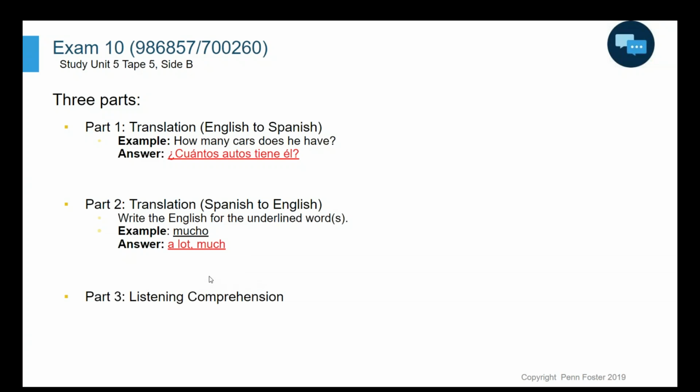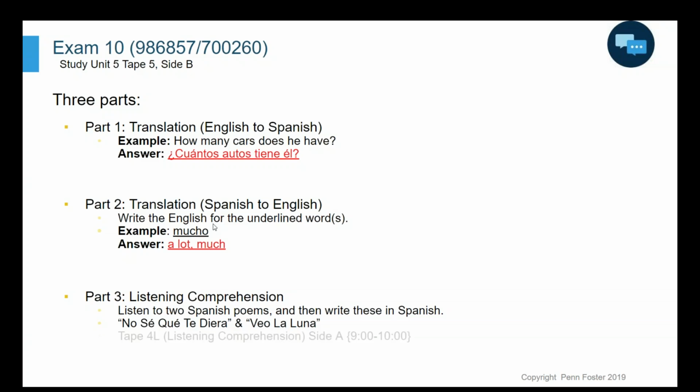And then finally, in part 3, listening comprehension, you're going to be hearing 2 short Spanish poems and also writing those down in Spanish as you hear them. Titles of the poems are No sé qué te diera, I don't know what I would give you, and Veo la luna, I see the moon. These two poems are found also on tape 4L side A from 9 to 10 minutes.